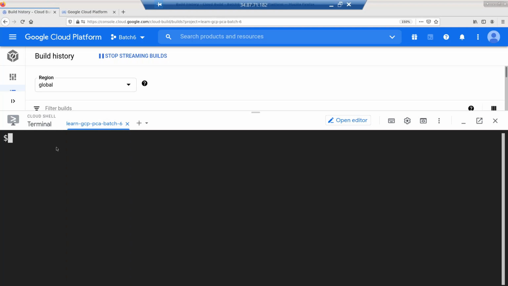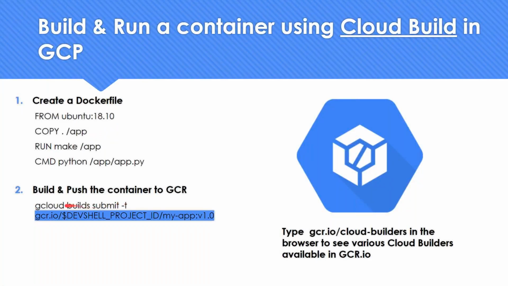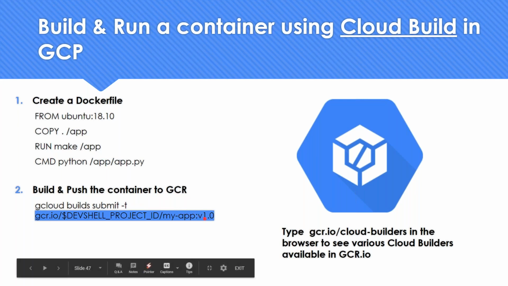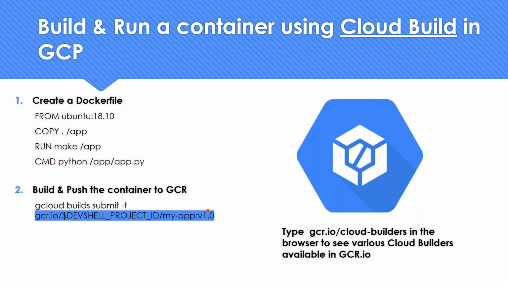Sorry, folks. So what we'll do now is use this command which we saw in our slide, gcloud build submit -t. We are going to have a newer version, because the version is already there. So we'll see a newer version. And I'd also like to show what happens if you don't tag it.